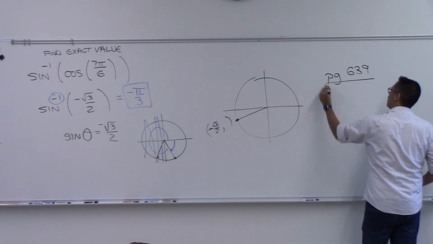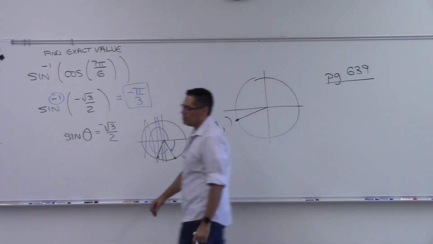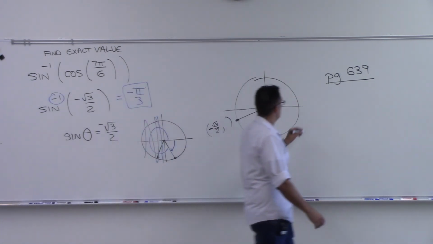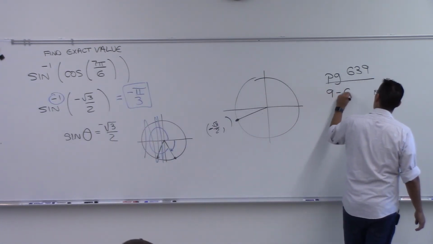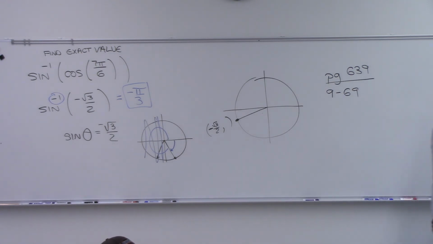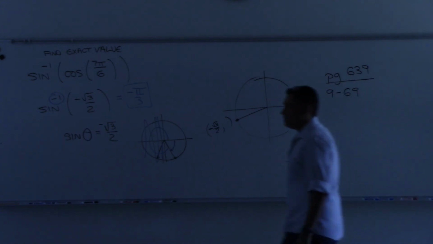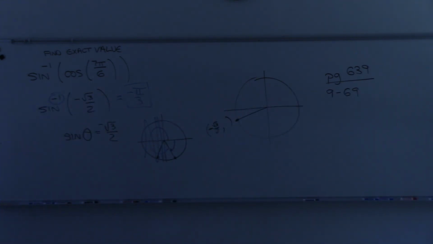All right. And I want you to look at, on that page 639, problems 9 through 69. Can y'all see what those are? Can y'all kind of see those? It's just a bunch of problems that we've been doing today. Like, y'all see it? I want you to look at those. Try to do all the odds.